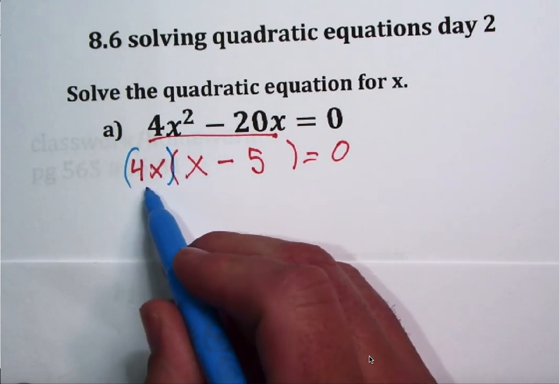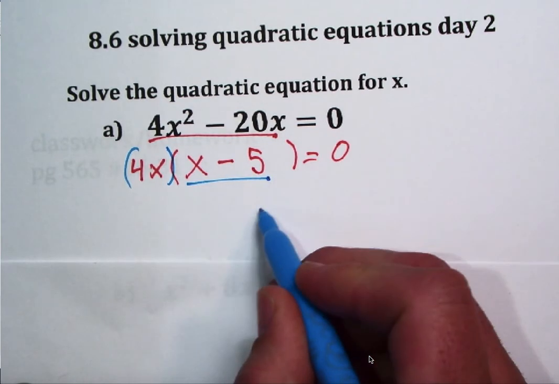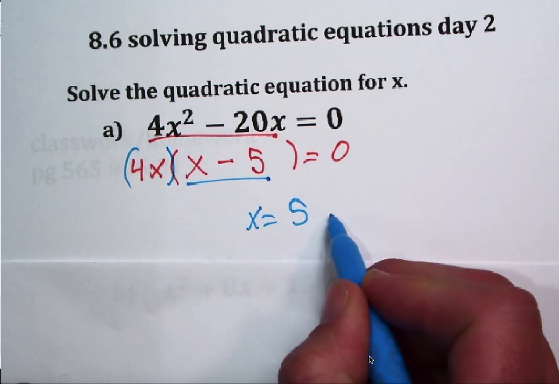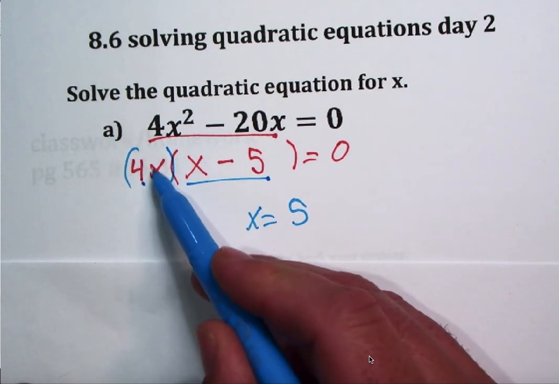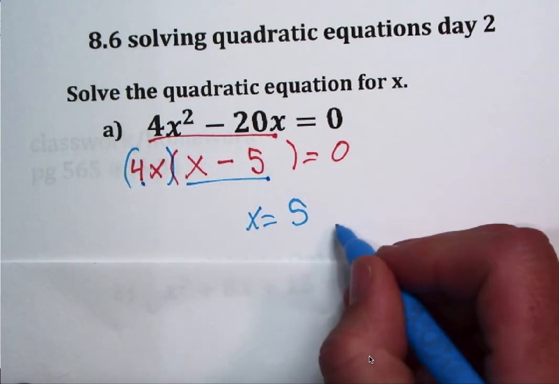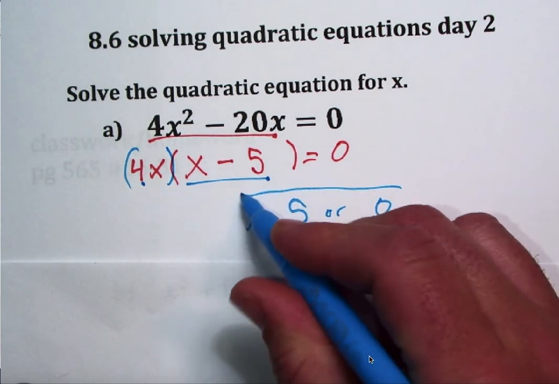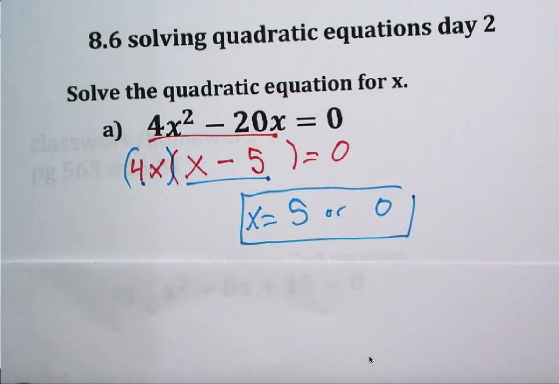Because 0 times anything is 0. So what would make this parenthesis 0? Well, x could be 5. And what value of x would make this whole parenthesis 0? Well, it's 0. Cool, so we solved it. We found both 5 and 0 work to make this true.